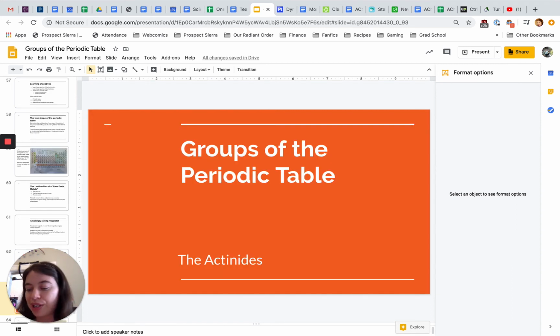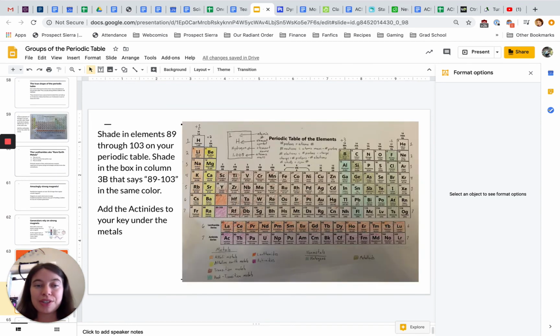So the next group we're going to talk about is the actinides. The actinides are elements 89 through 103. So I want you to take a moment and go ahead and shade those in. So this is that very bottommost row, 89 through 103. And also I want you to shade in that one little block where they actually belong. So go ahead and color all those in. Make sure you add the actinides to your key. They're also metals, which means they have all the metal properties. They're conductive, they're ductile, they're malleable, just like the lanthanides, just like the transition metals. So go ahead and add each of these to your periodic table and hit play when you are ready to move on.